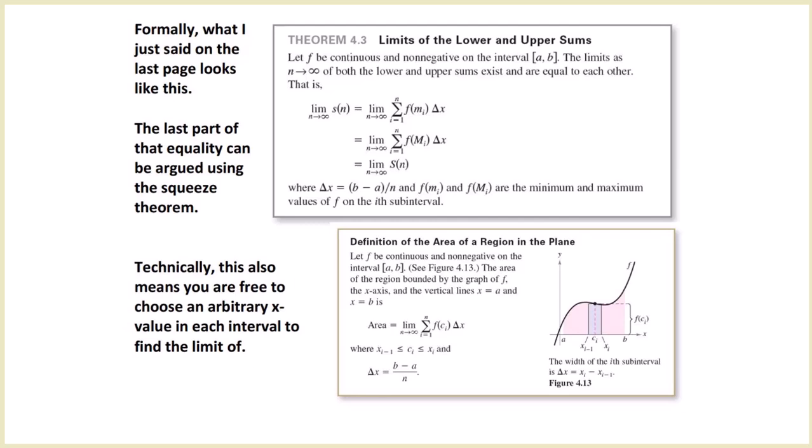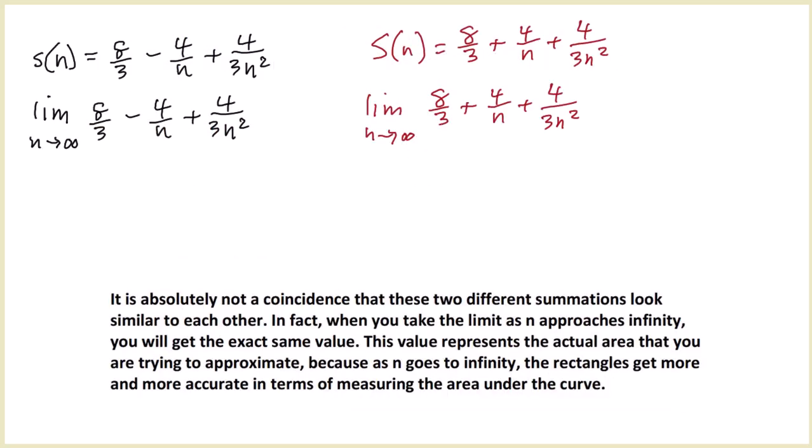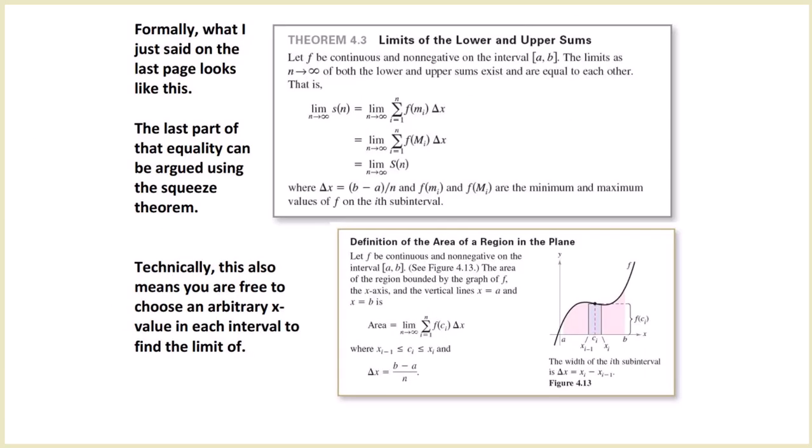If you go back to here, we've got a lower sum and an upper sum. The limits of both of those are the same. That means the area below the curve is being squeezed in between them, and so equals their limits, because their limits are the same.